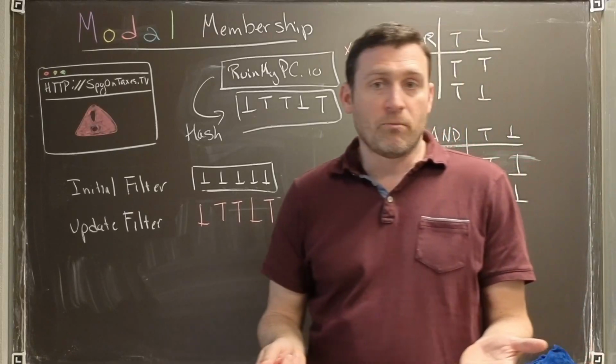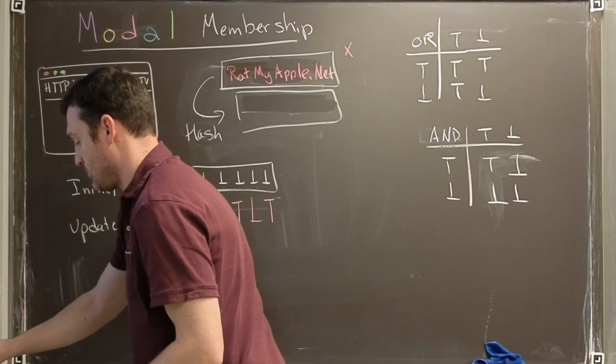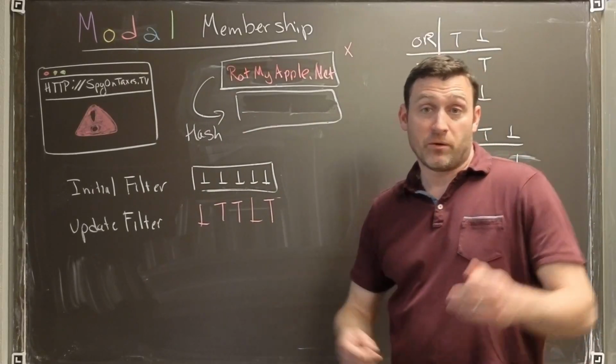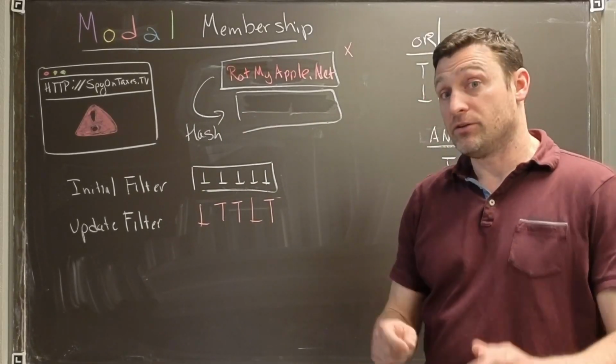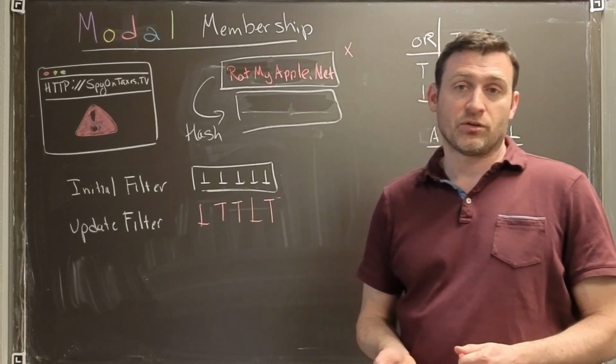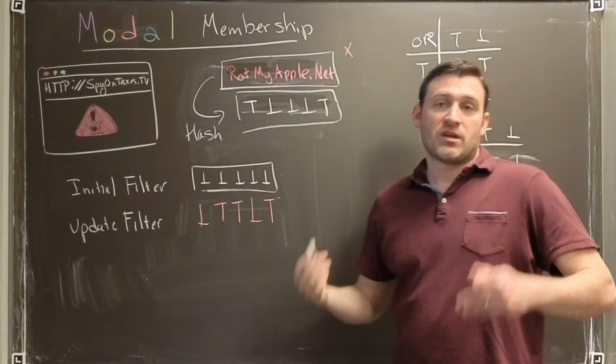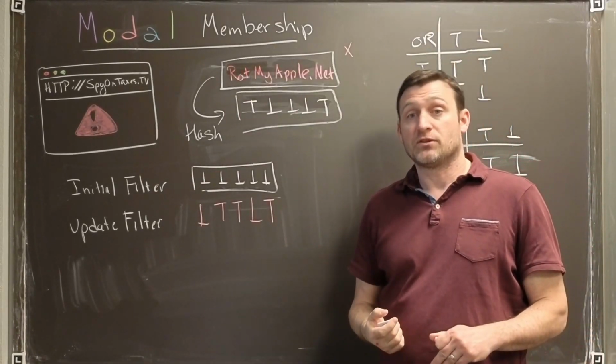But it won't be just one bad website. We'll also encounter other bad websites. Here's rotmyapple.net. It was determined by our security company. It too is a malicious website. So it also gets a hash function associated to it. In this case, I'll assume it's this one. I have assigned it a hash value of true, false, false, true.